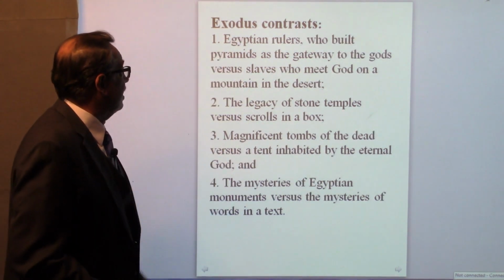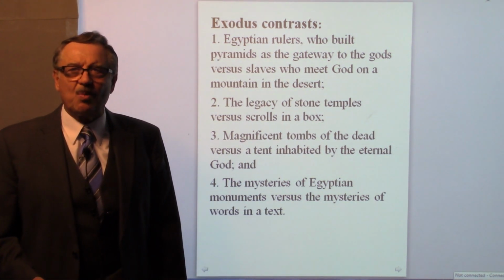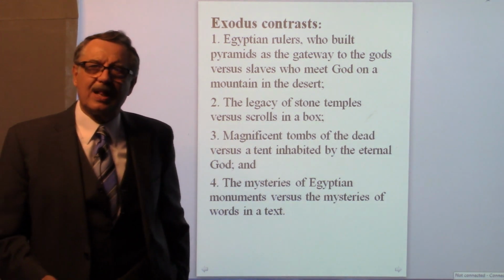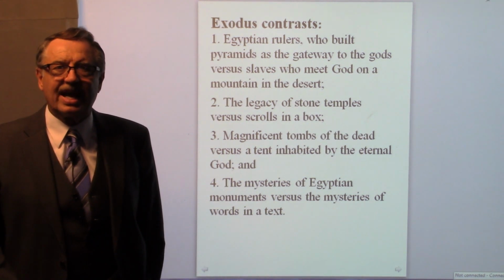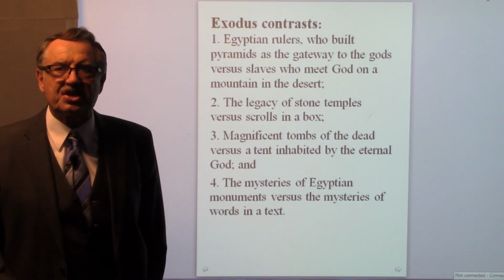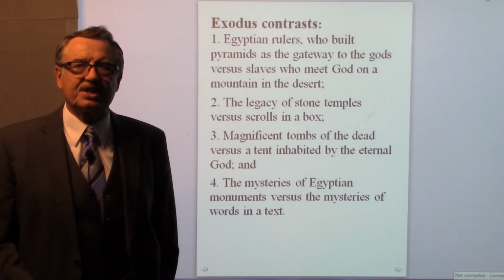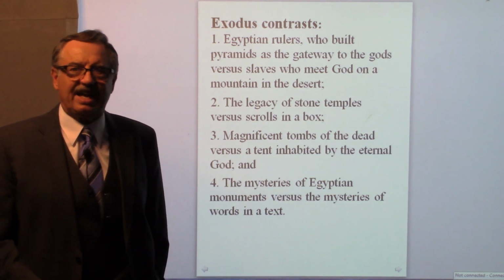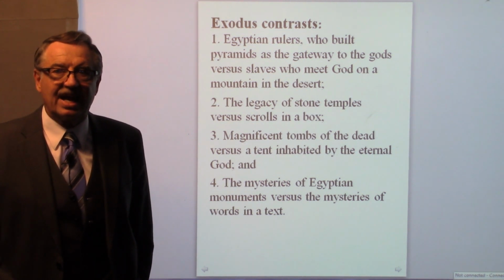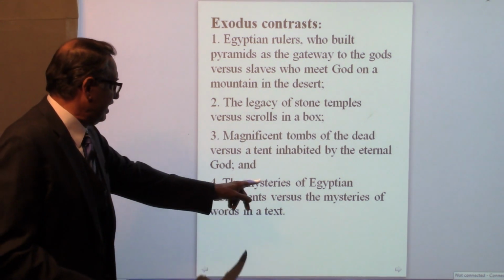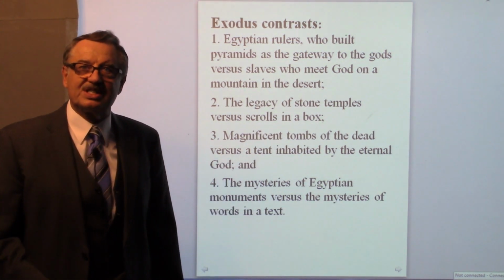Exodus contrasts Egyptian rulers who built pyramids as the gateway to the gods versus slaves who meet God on a mount in the desert. Exodus contrasts the legacy of stone temples versus scrolls in a box. Exodus contrasts magnificent tombs of the dead versus a tent inhabited by the eternal God. And the fourth point here: the mysteries of the Egyptian monuments versus the mysteries of words in the text.